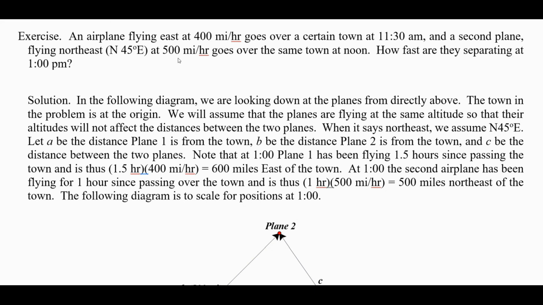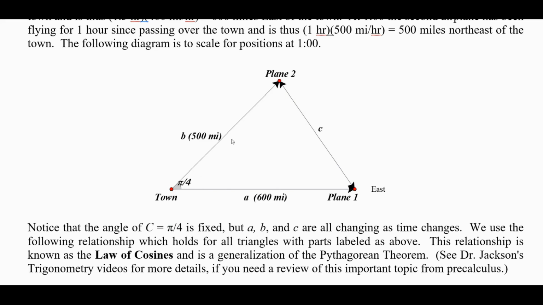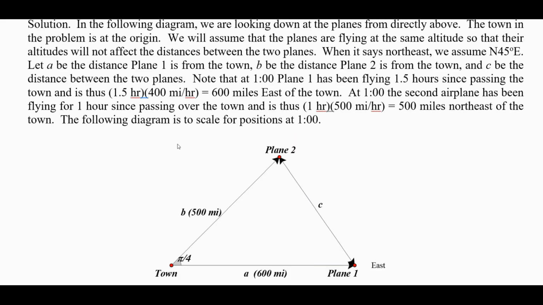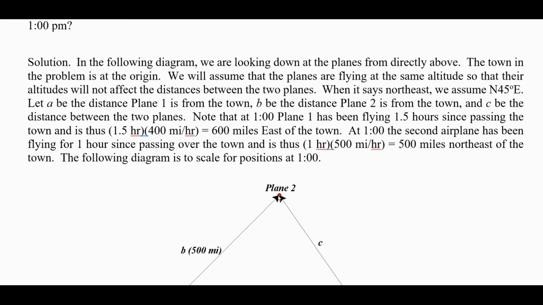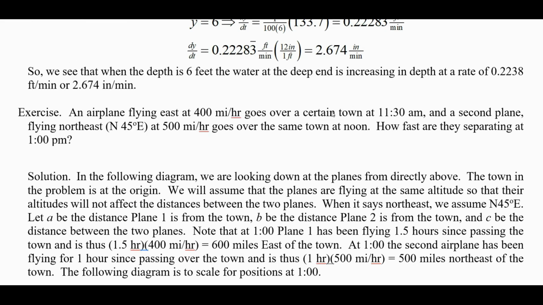This plane is traveling at 500 miles per hour, and from noon to 1, it's traveled 1 hour, so it's actually traveled 500 miles. The other plane, so this is the position of plane 2 at the time we're talking about, at 1 o'clock. The other plane has got an extra half an hour.